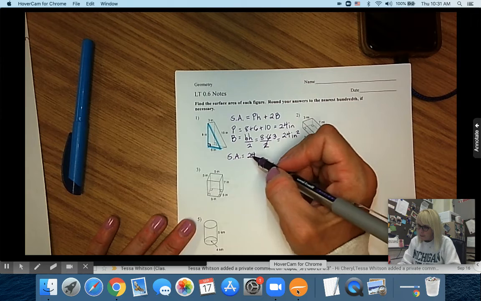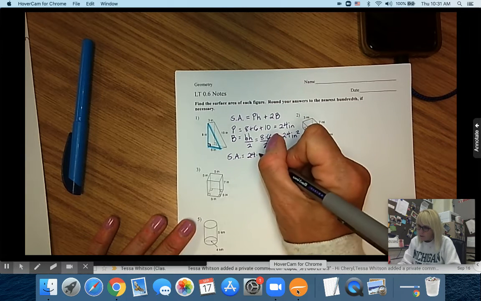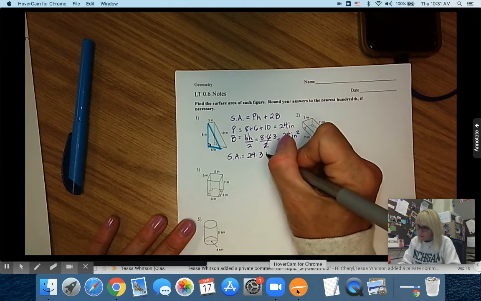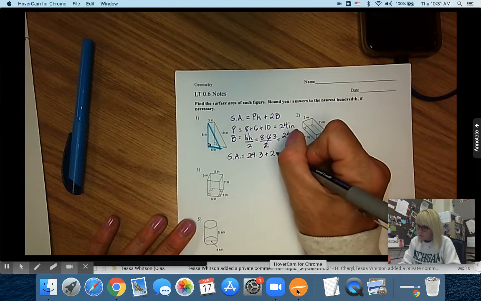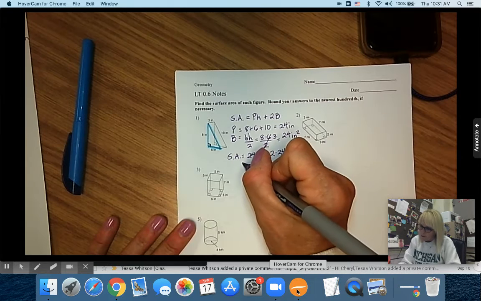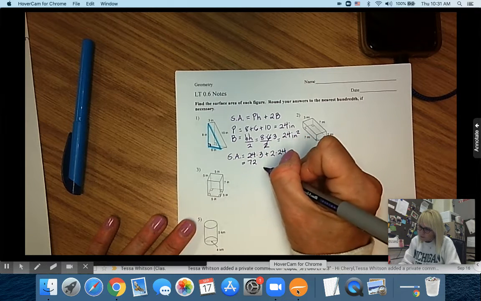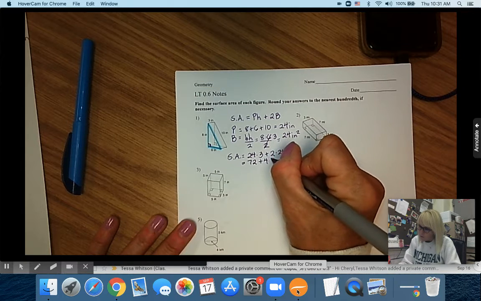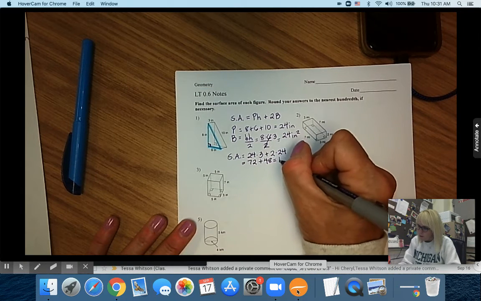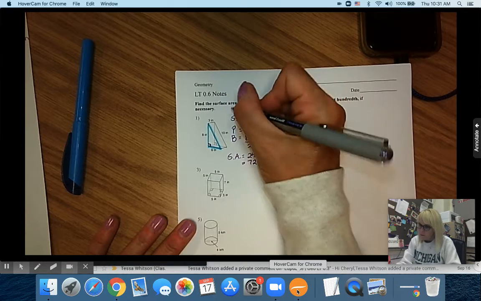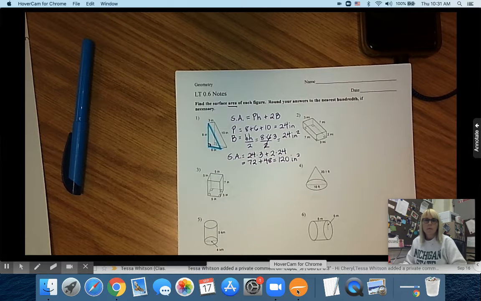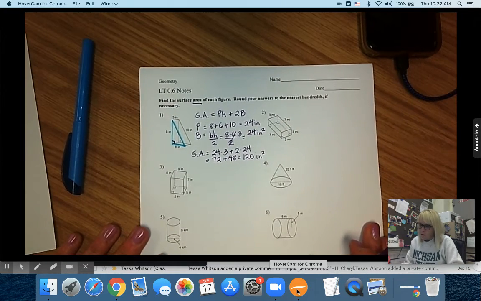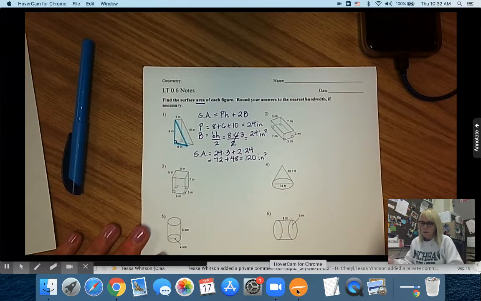So the perimeter of the base is 24 times h, which is the distance between the bases, plus 2 times capital B, which is the area of the base, which is 24. And so 24 times 3 is 72. 2 times 24 is 48. And when we add those up, we get 120, okay, surface area, square inches. All right, that's our first one. The triangular prisms are probably the hardest ones.